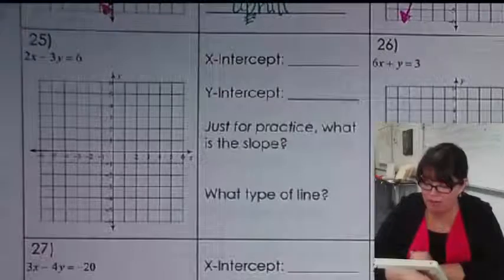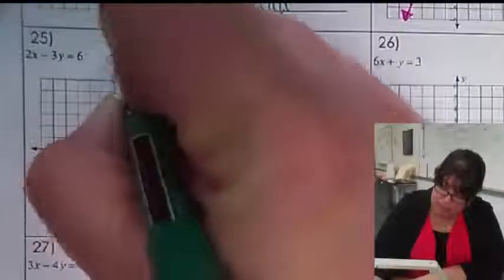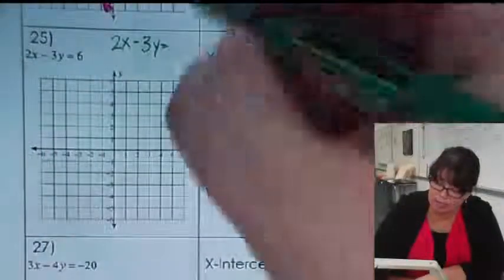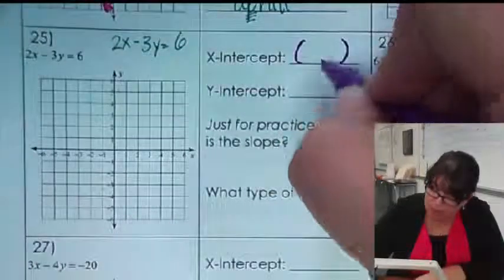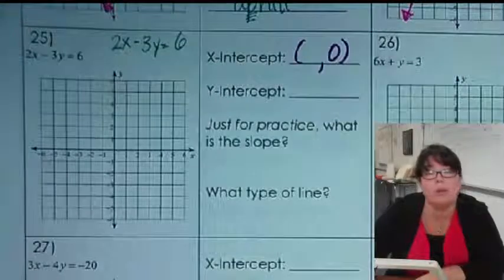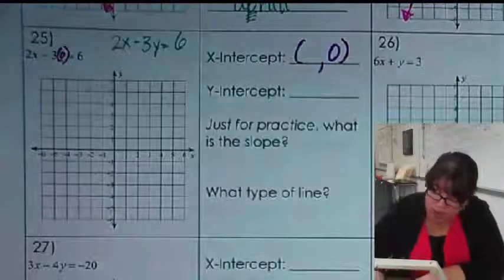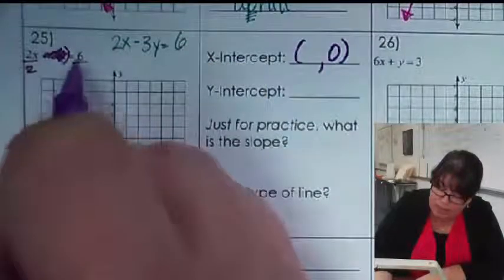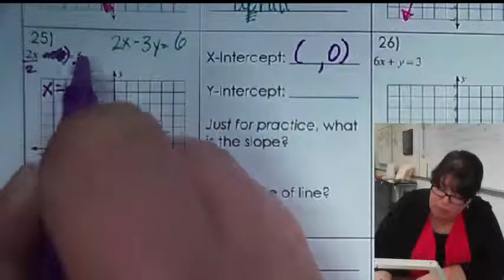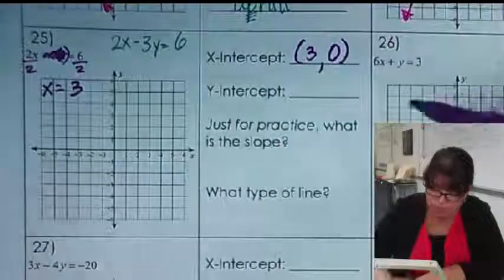All right, number 25 is very similar. So let's see, I'm going to write it again. 2x minus 3y equals 6. And let's find the x-intercept first. For the x-intercept, I'm going to plug in 0 for y. So in my coordinate point, I'm going to put 0 in the y spot. Let's go ahead and plug that in. 0 here, and 3 times 0 is 0. So this whole term disappears, and I'm going to solve for x. X equals 6 divided by 2, which is 3. So my x-intercept is at 3, 0.